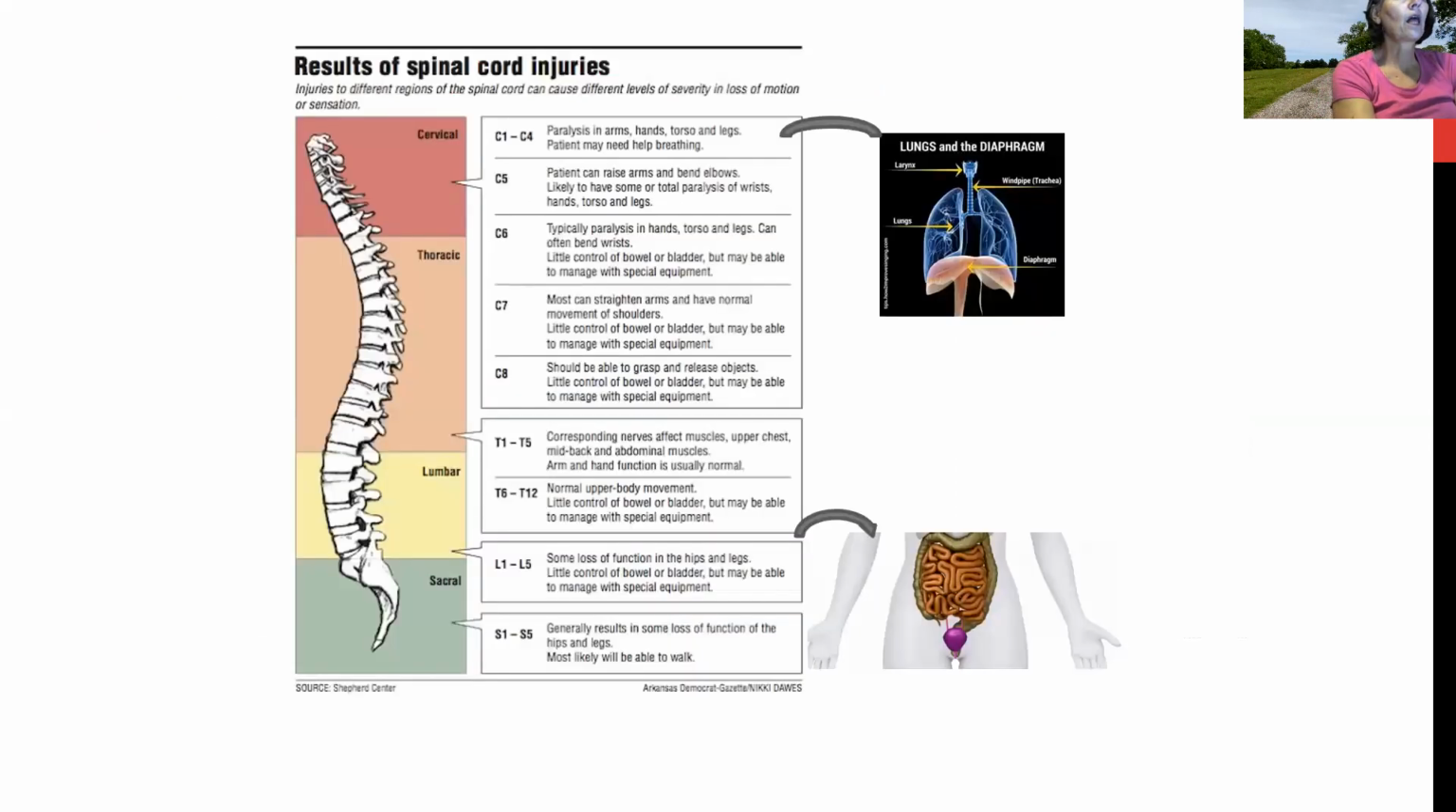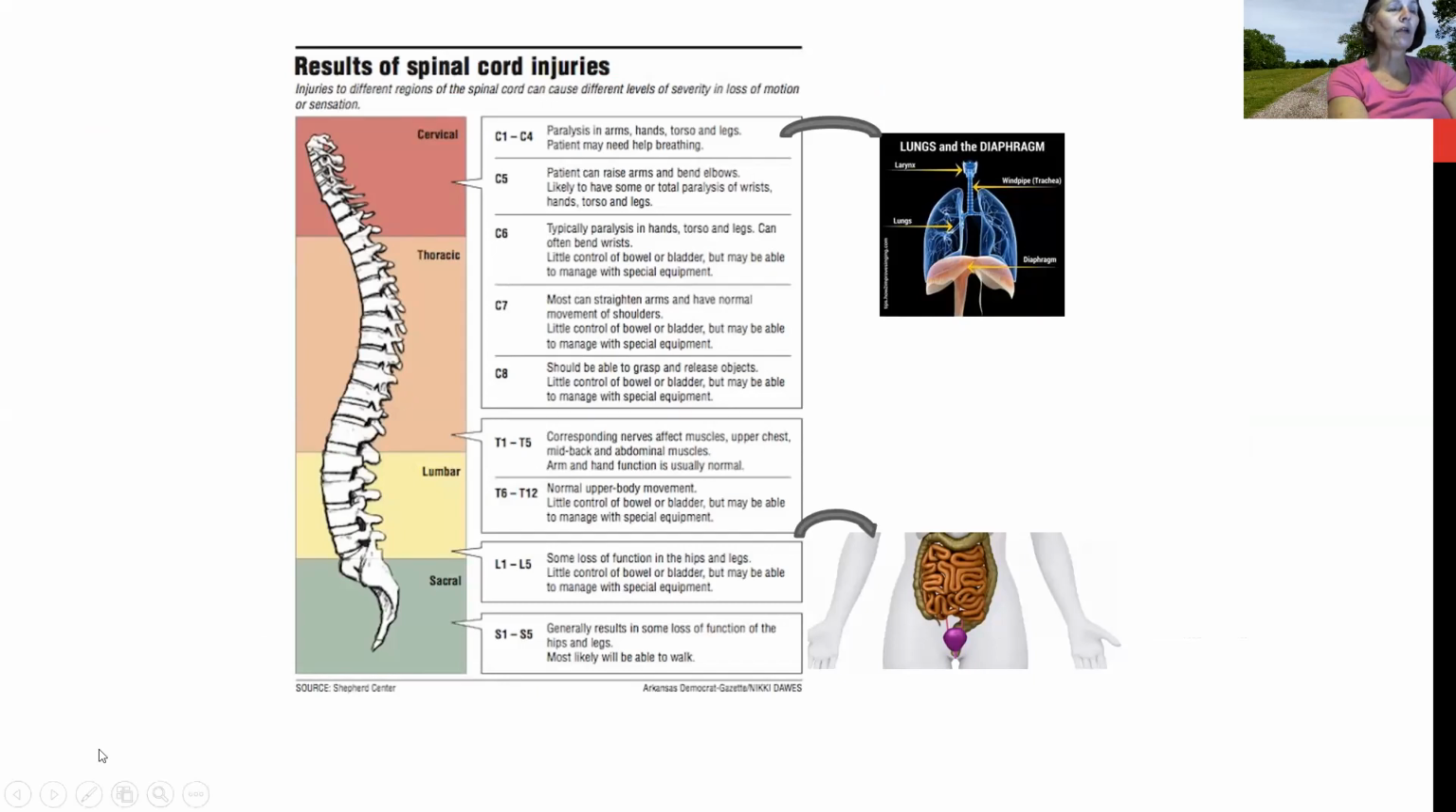So this slide, I really think is helpful. C1 through C4 is going to affect your lungs and your diaphragm. If your patient has an injury at C1, 2, 3, or 4, they are not going to be able to maintain their own airway. They're going to need immediate intubation and probable ventilatory support with a ventilator. So that is the most life-threatening injury because it impairs your ability to control your own airway and own breathing. So C1 through C4 affects your breathing.